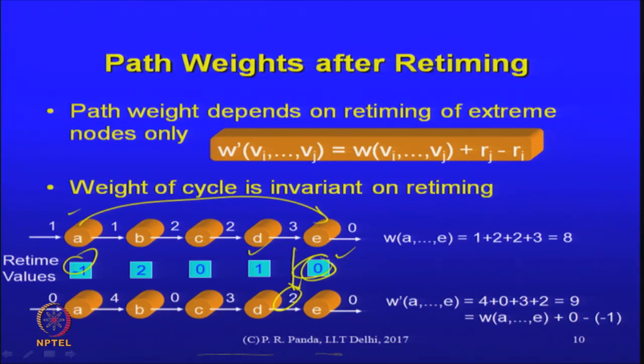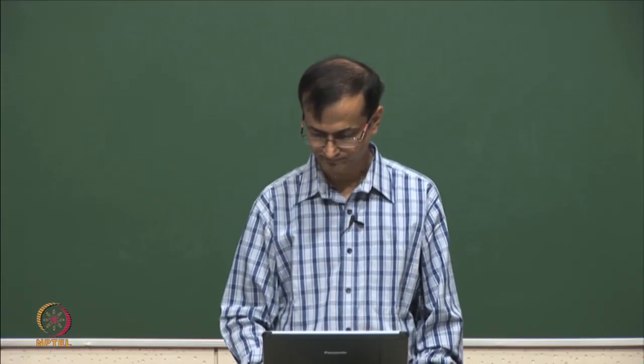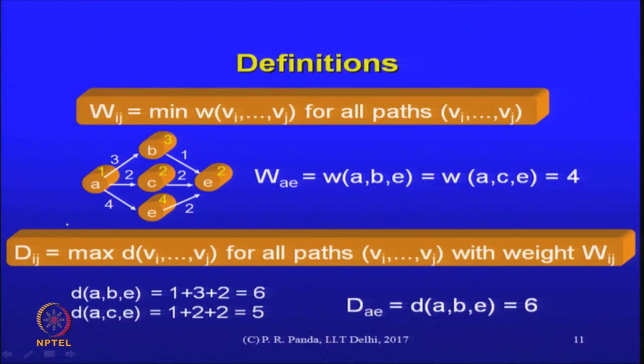So, that is what we have captured here. The new path weight as a result of the retiming vector R consisting of all the Ri's would be the old path weight plus Rj, where j is this, and minus Ri where i is the first one. Any questions on this? There are no questions. Right. Okay, continue with our definitions.